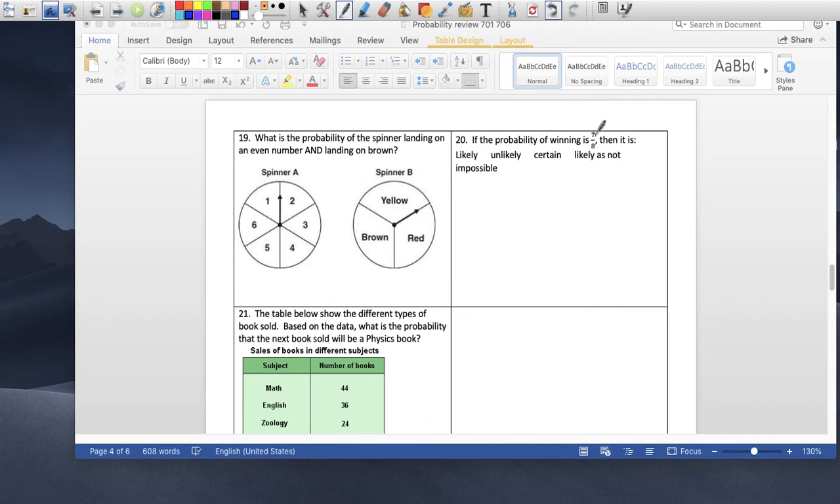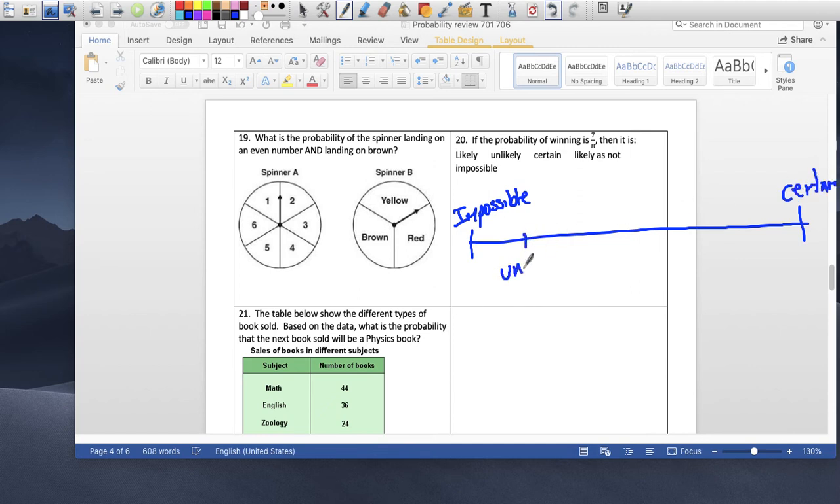If the probability of winning is 7 out of 8, then it is likely, unlikely, certain, likely as not, or impossible. So again, I'm going to draw it out, right? So this is impossible. Let's not use numbers. Let's go with impossible. Certain goes all the way here because that's for sure.